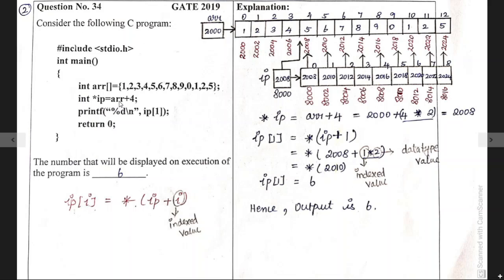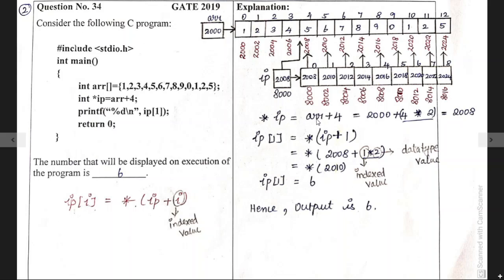Here I am assigning the array variable to this pointer. So this pointer gets the array address. That is what the pointer variable holds: the array address plus 4. I need to calculate the address. IP is equal to array plus 4.